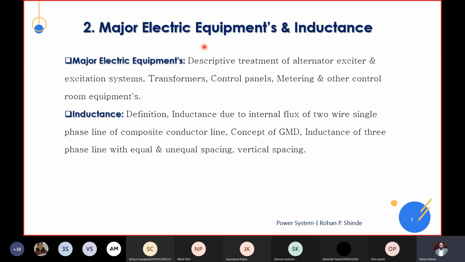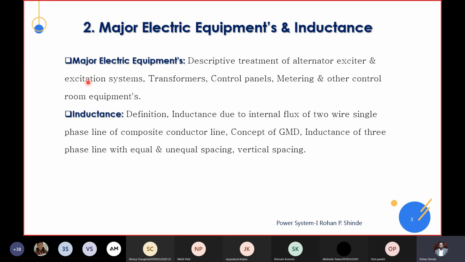Okay, because we are not going into detail for the excitation system, because this excitation system you have been taught in machine 1 or machine 2. I think it's been in machine 1 only. Okay, machine 1 मध्येच आहे alternator.